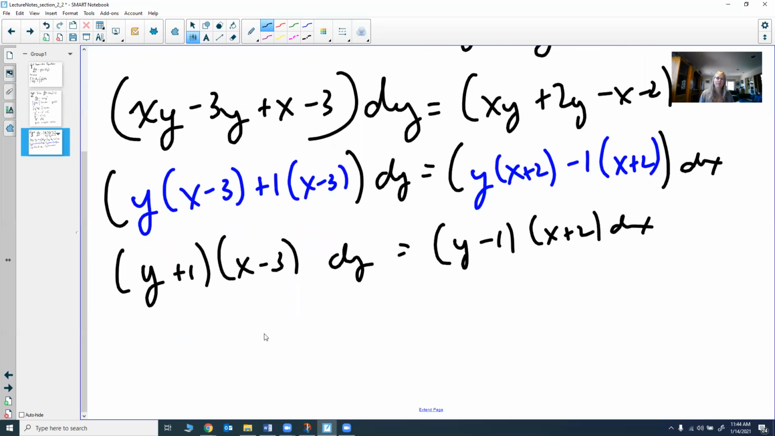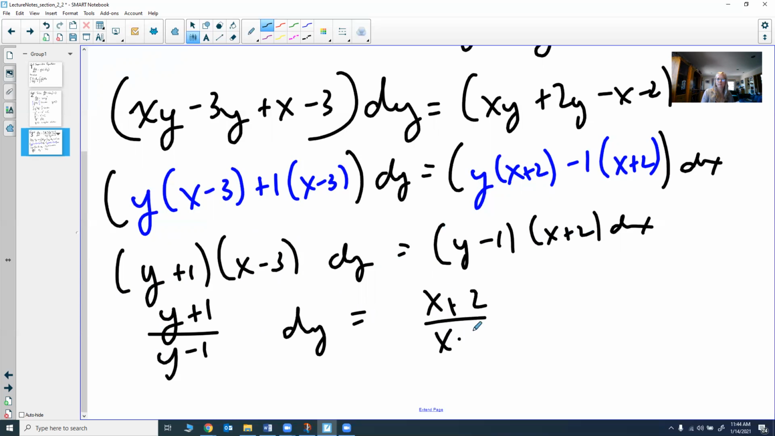And so now what I've done is I actually do have a y term times an x term and a y term times an x term, and get my y terms on the same side. So divide through by y minus 1, divide through by x minus 3. And now I actually was able to separate it. So now I can, in fact, find the integral of both sides and find out what I get.